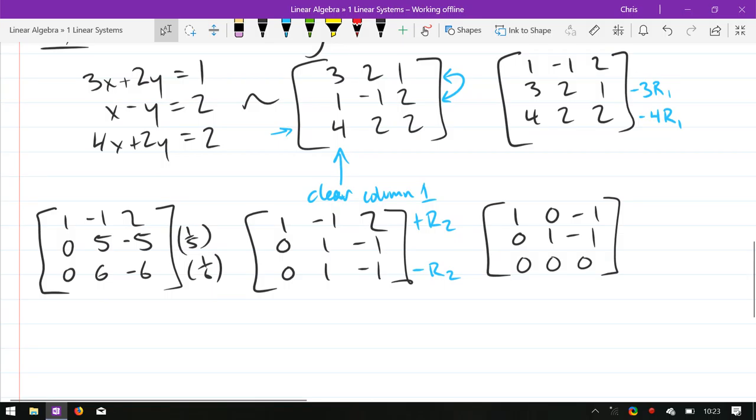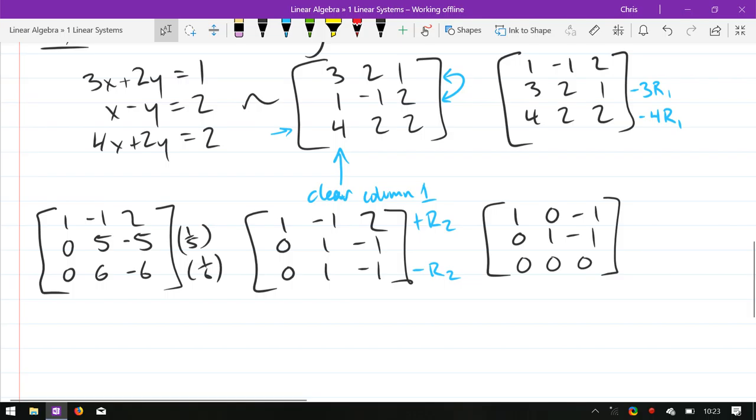So any questions on the row operations? You may have had a different path to get to this last version that I have here, but you should have this last matrix right here. So in this problem, there should be exactly one solution, and it looks like -1, -1.